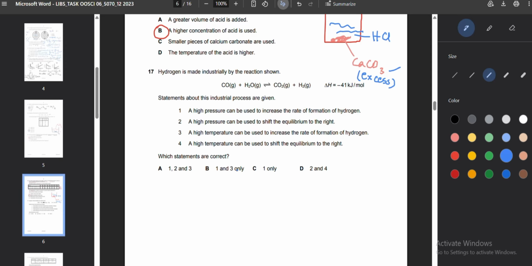Question number 17 is that hydrogen is made industrially by the reaction shown below. The reaction is given and delta H has a negative value. So what does it mean? It means that the forward reaction is exothermic, whereas the reverse reaction is endothermic. Now the question is that the statements about this industrial process are given.